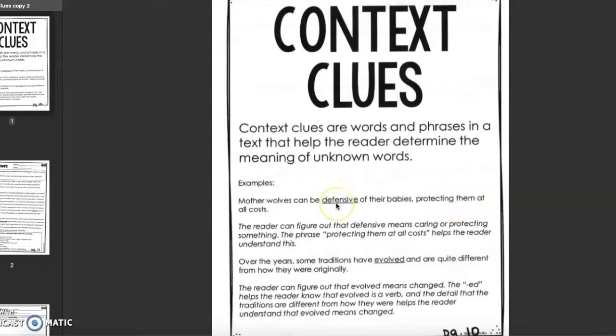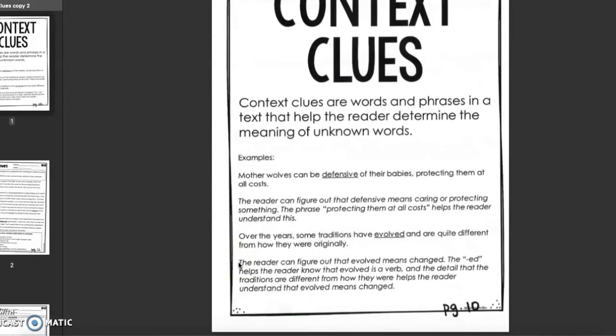And so I say that defensive means that you are protecting something because the context clues say protecting them at all costs. The reader can figure out that defensive means caring or protecting something. The phrase protecting them at all costs helps the reader understand this, exactly what we just said.